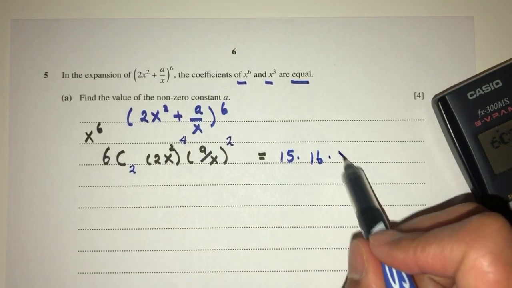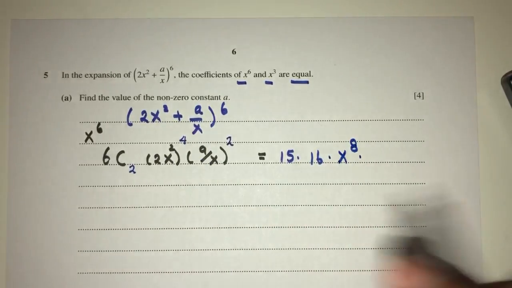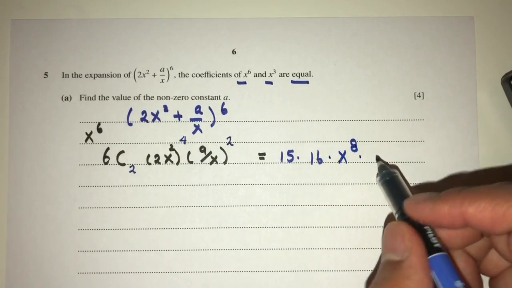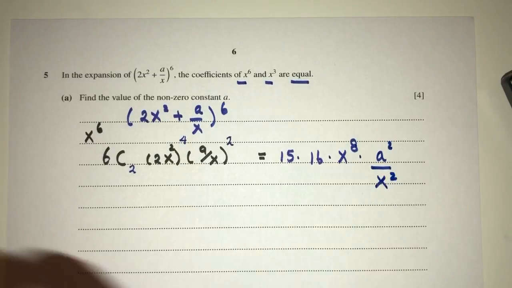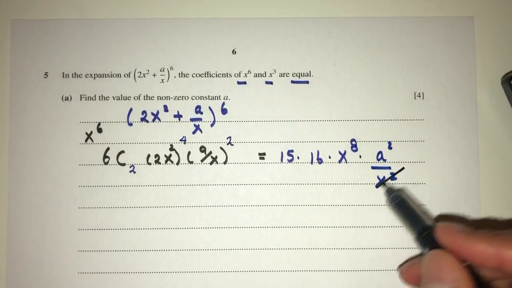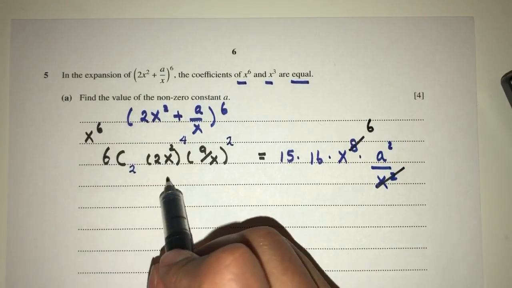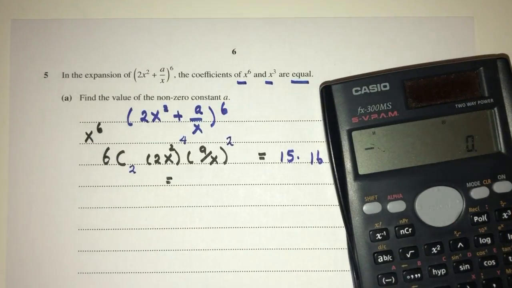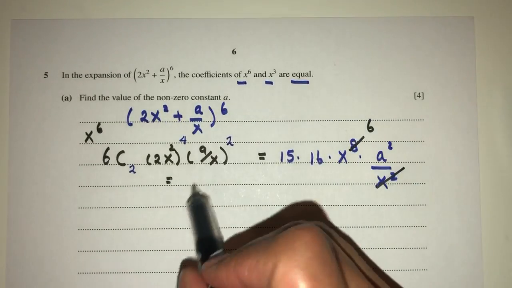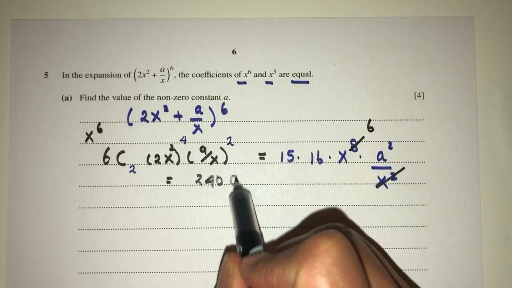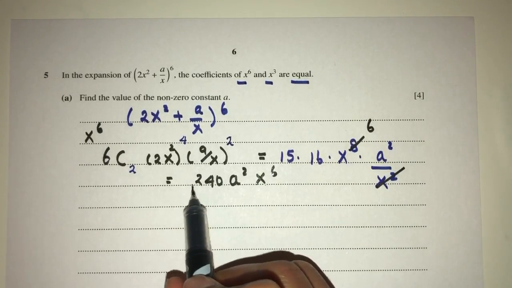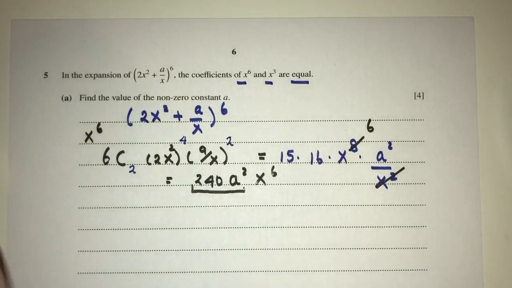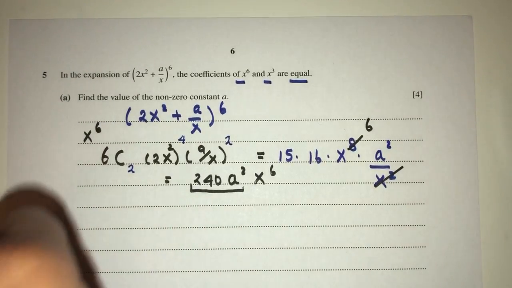x squared power 4 will be x power 8, times a power 2 over x squared. Now we simplify. This becomes x power 6, so indeed this will become 15 times 16, that will be 240. 240 a squared x power 6. See, so this coefficient of x power 6 is equal to 240a squared.